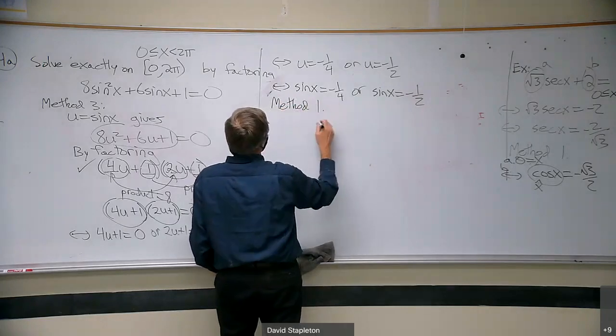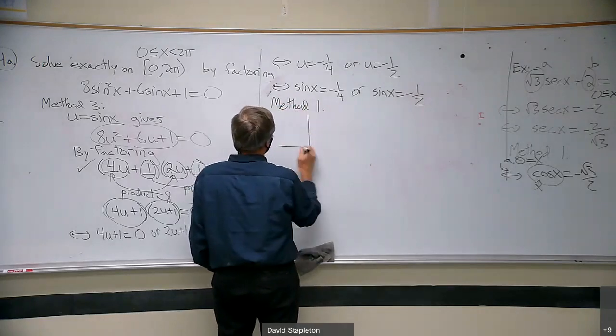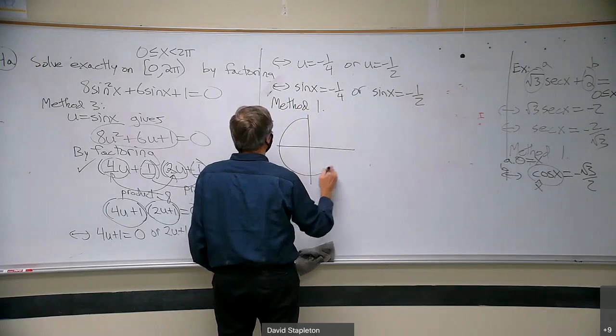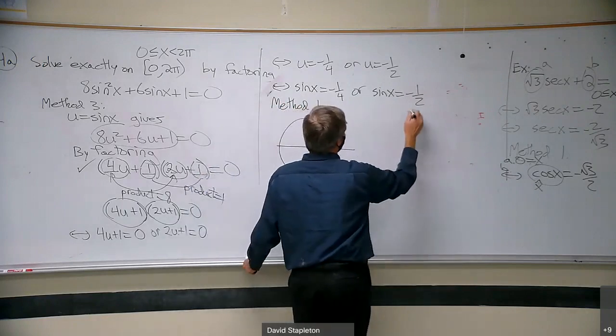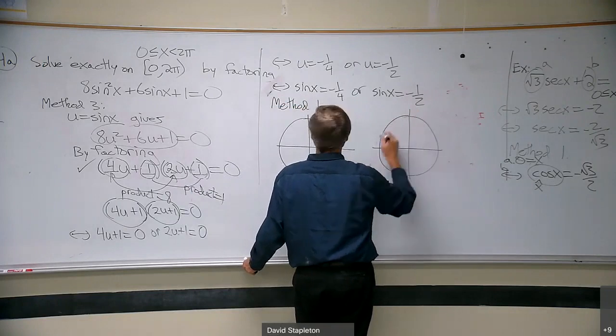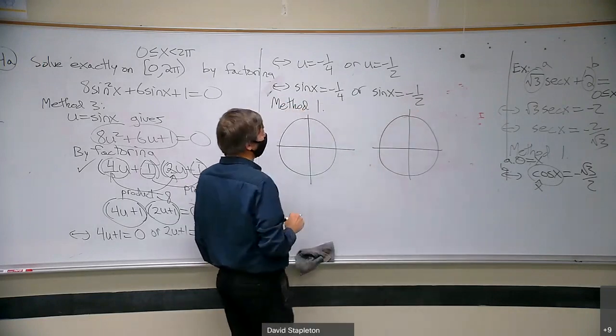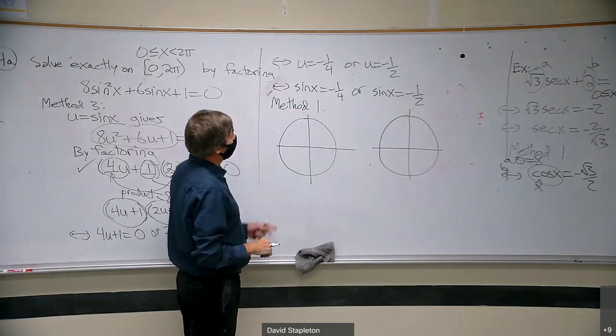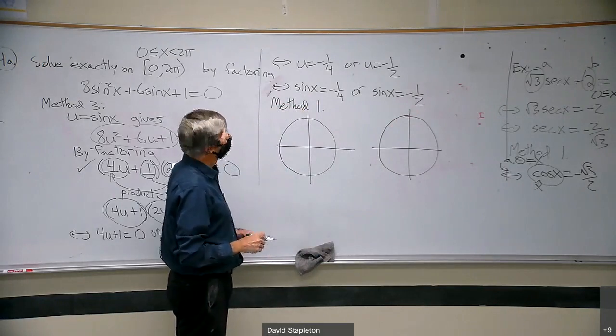Sine x equals minus a fourth, I can solve on the unit circle because this trig function equals a number. Similarly, sine x equals a half, minus a half, I can solve on the unit circle. Number. And I just have to take the solutions from both of those, right?